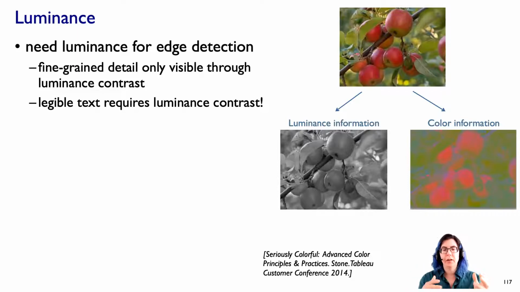This is a really evocative picture from Maureen Stone where we've got an apple orchard decomposed into the luminance channel and then all the other color information. Notice how all of the crisp detail is in the luminance channel and the color is much more hazy and blurry and difficult to see crisp edges with.